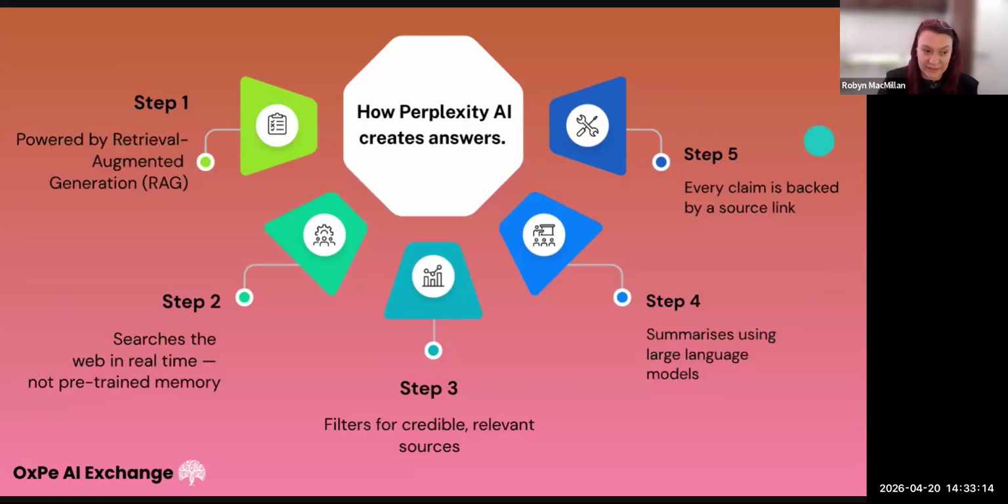And then finally, it shows its working. Every key point comes with a citation. You can see exactly where the claim or the kind of point has come from. We can click it and then verify it ourselves. That changes the dynamic completely. Yeah, you're not being asked to trust AI. We're given the tools ourselves to validate it, which is powerful.